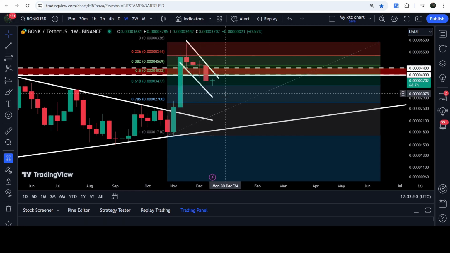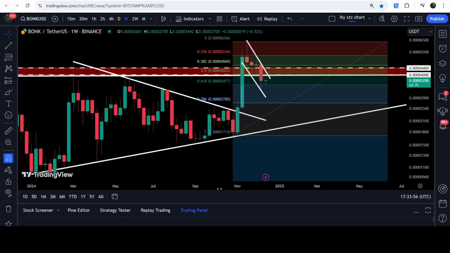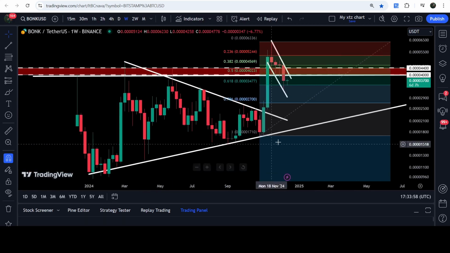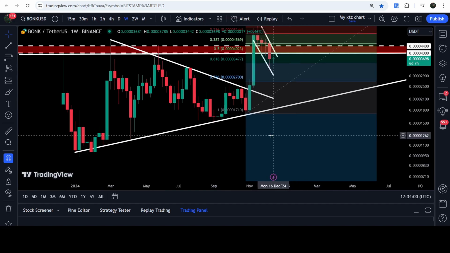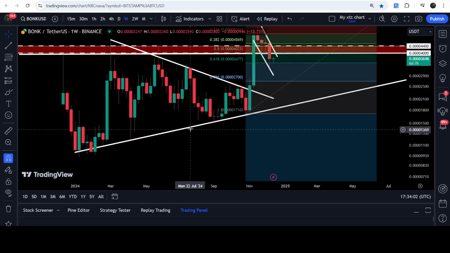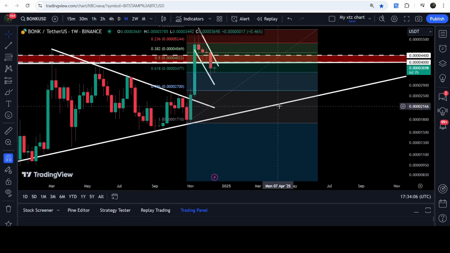However, if the price breaks down this zone, then there can be a probability that we may test this very long-term trend line support. This will be the bull run structure. This uptrend line support will be the bull run structure for Bonk because this was a very long-term uptrend line support of this symmetrical triangle. And now it can work as a very, very strong support.